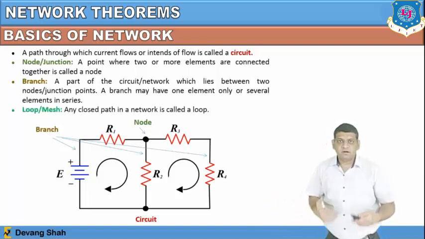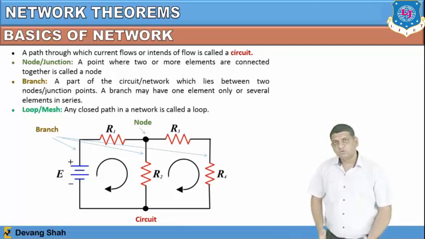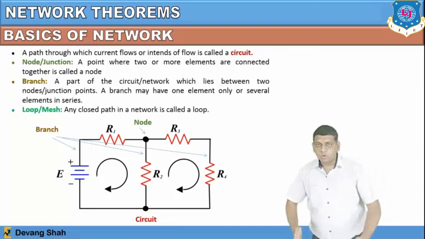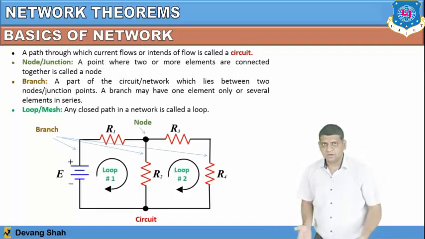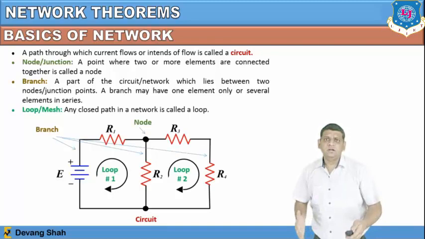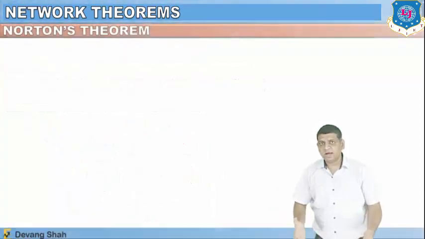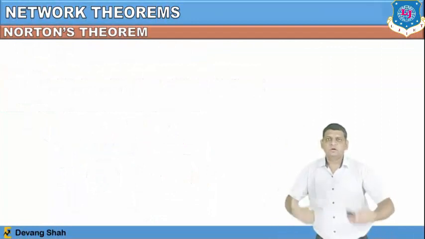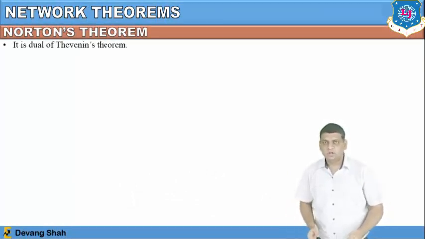The next part is the loop. A closed path in a circuit or network is defined as a loop. For a circuit, a closed path is a must, and you can also call this a mesh. These are the basics of the network. You need to understand these terms because you are going to use them in your theorems.